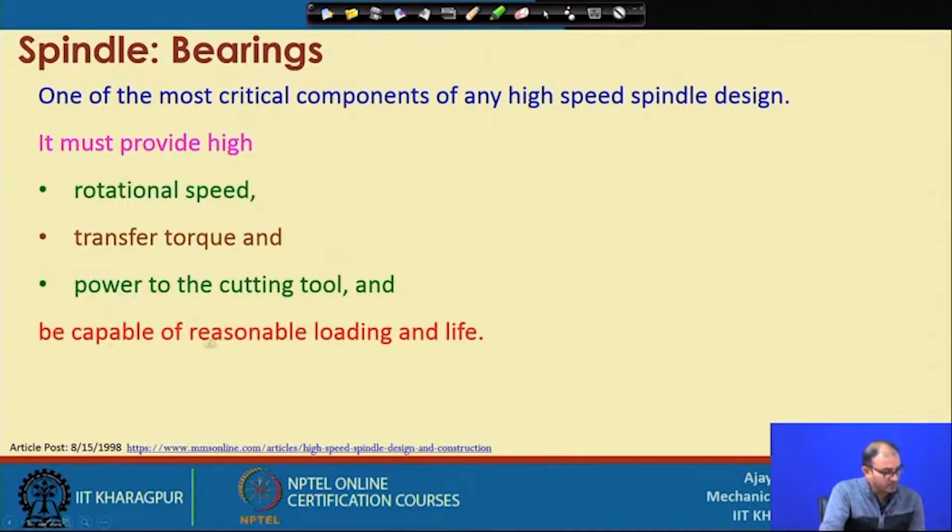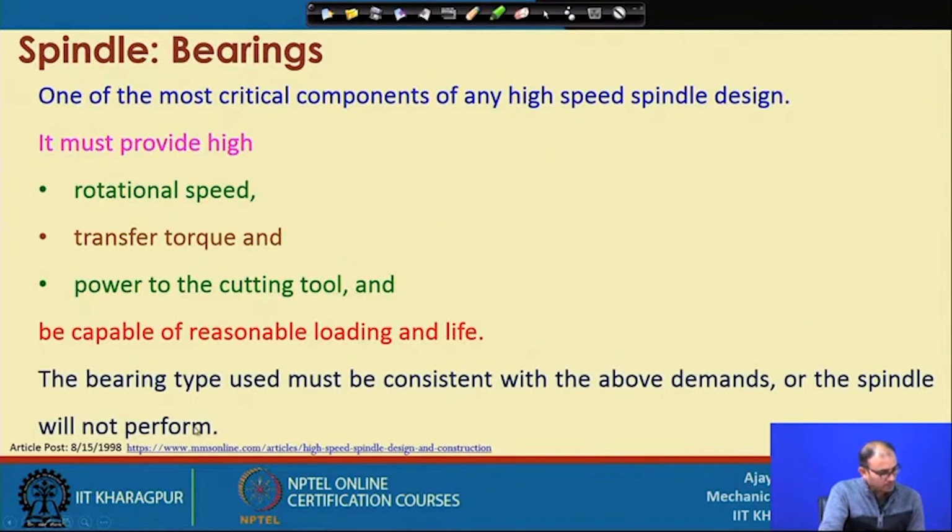Those are the things, and the bearing must be capable of reasonable loading and a complete life, because if you change any of these parameters, your life will be sacrificed, since you are not maintaining something within the specified allowable limit. You also have to consider the loading. If your spindle is designed for a soft material, it is a high RPM with a very small depth of cut, and you can use it very easily. But if you increase the depth of cut beyond a certain limit, your tool will experience more loading, be it thrust loading or radial loading. It will then exceed the allowable limit of this specific bearing, and there will be a failure of the bearing or other problems. So, the bearing type must be consistent with the above demands, or the spindle will not perform.